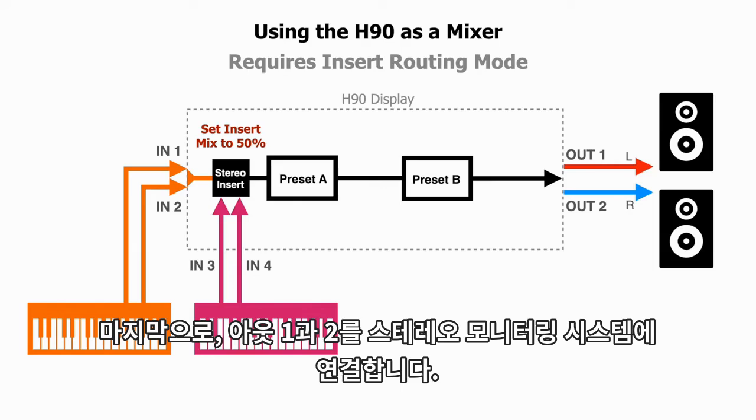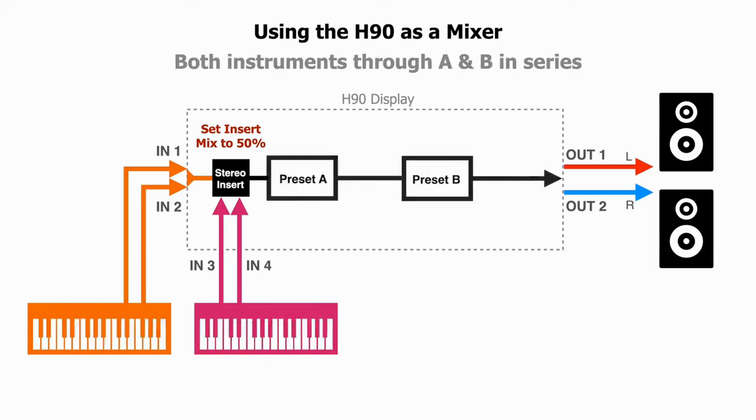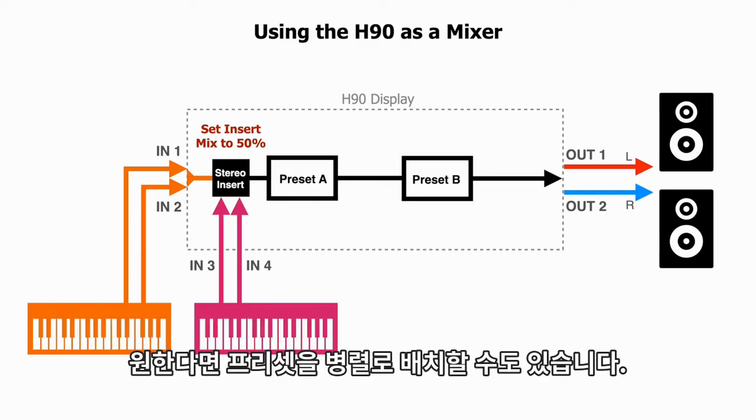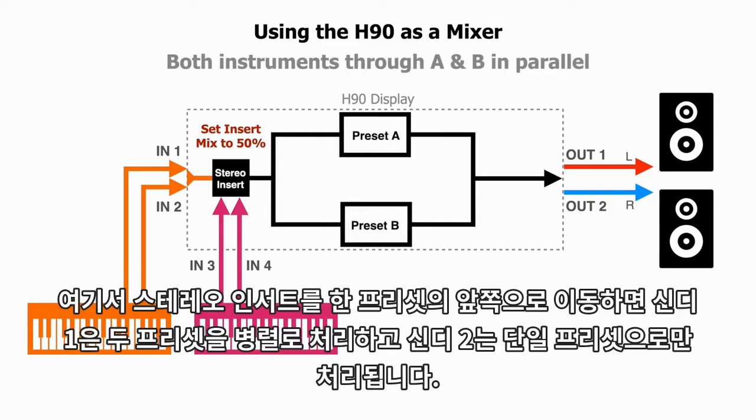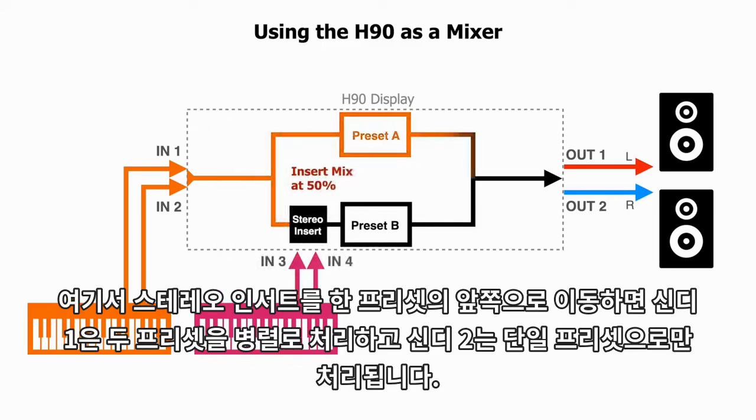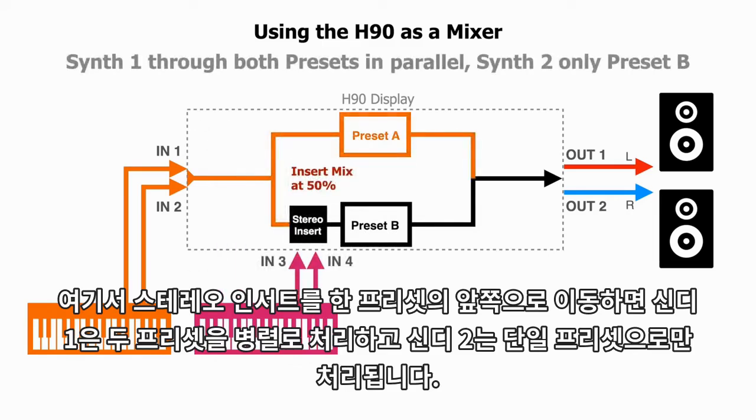In this configuration, both instruments get processed by preset A and B in series. If we wish, we can position our presets in parallel as well. Here, if we move the stereo insert to the front of one preset, synth 1 will go through both presets in parallel, while synth 2 will only be processed by a single preset.